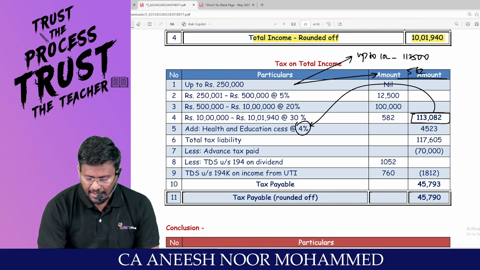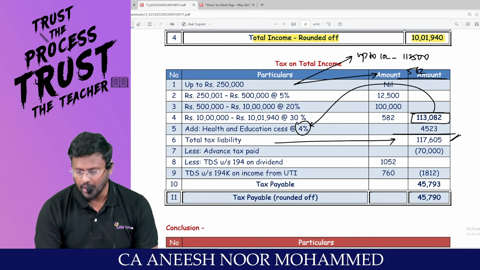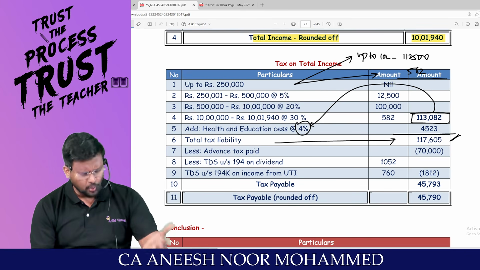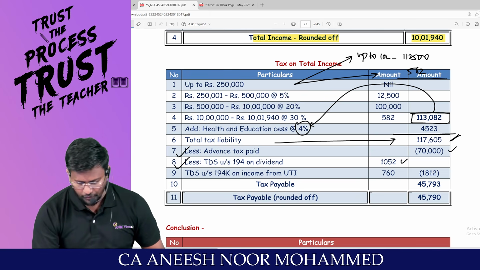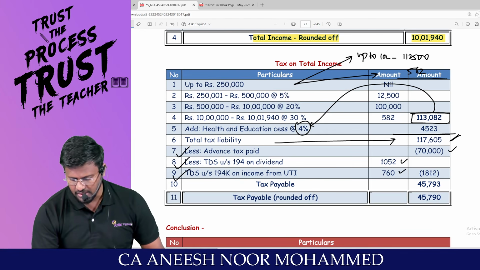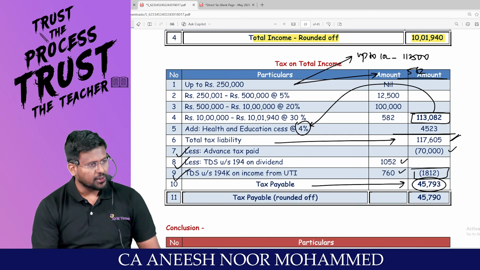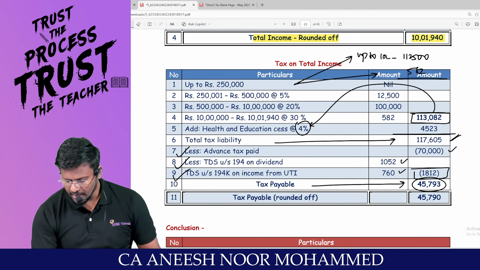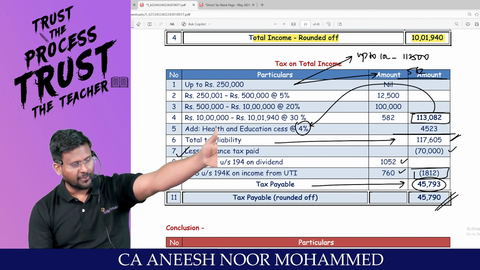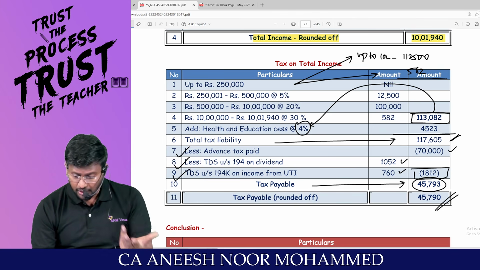On that, add health and education cess of 4%. Total tax liability will be 1,17,605. On that, you reduce advance tax, same 70,000, same 194, 1052, same 194K, 760. Total this much. Tax payable will be how much? 45,793. The problem of being greedy for 10,000 rupees. Sir, there the government is ready to give you a refund. Here you are liable to pay 45,000 tax.